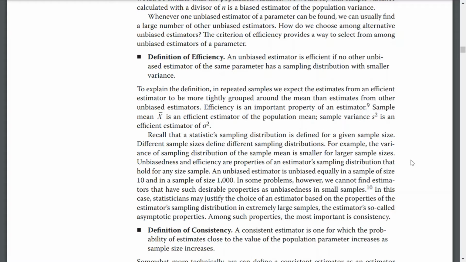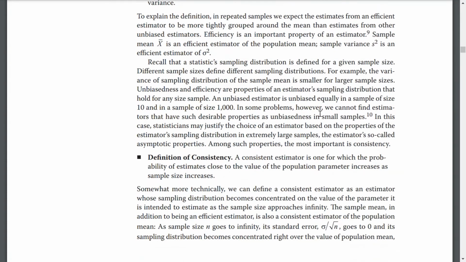Recall that a statistic's sampling distribution is defined for a given sample size. Different sample sizes define different sampling distributions. For example, the variance of the sampling distribution of the sample mean is smaller for larger sample sizes. Unbiasedness and efficiency are properties of an estimator's sampling distribution that hold for any sample size. An unbiased estimator is unbiased equally in a sample of size 10 as in one of size 1,000.